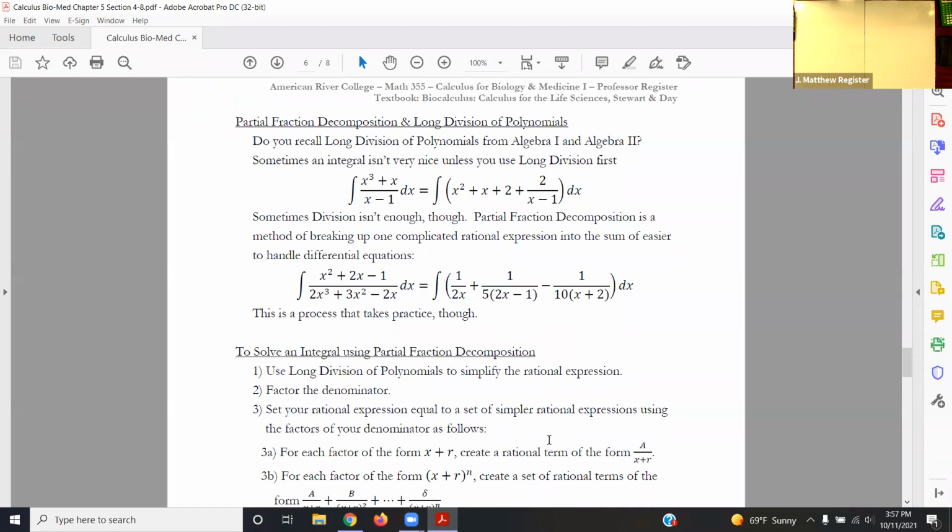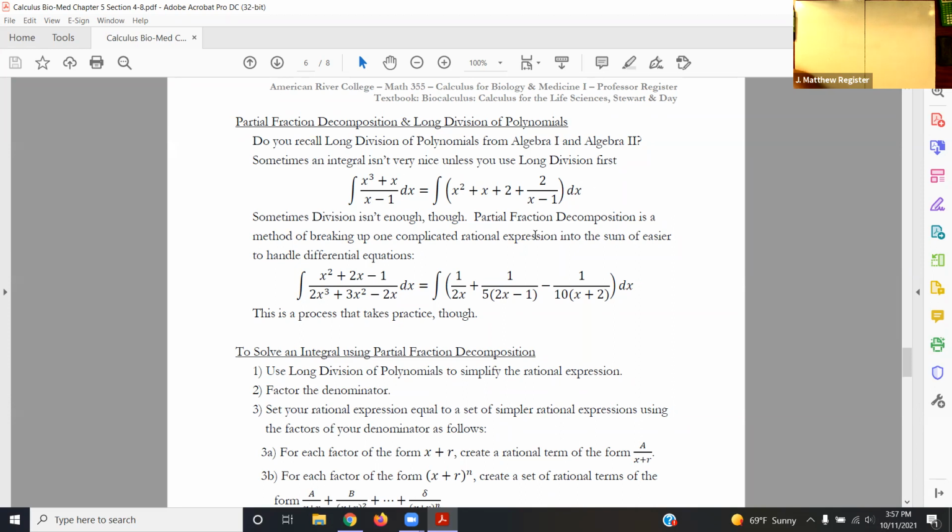The idea behind it is, if we think back to Algebra 1 and Algebra 2, we had long division of polynomials. And so if we saw something like x cubed plus x over x minus 1, we could do long division and get it rewritten as x squared plus x plus 2 over x minus 1. Well, this second term is much, much, much easier to integrate than this first term. And so if we do this long division, we will get something which is much easier to integrate.